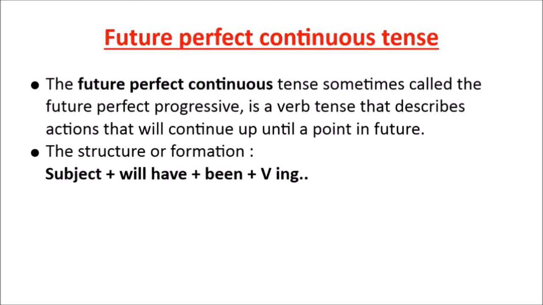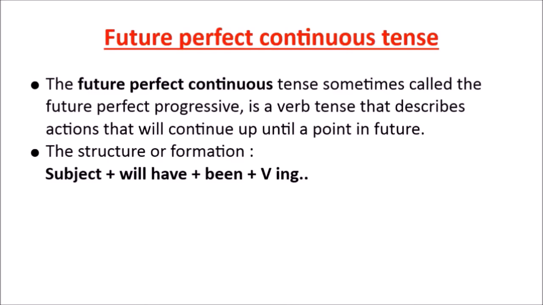Yes class, now this is the last type of tense, that is the 12th tense in English, the future perfect continuous tense. And the thing about this tense is we mostly won't use it often. Look at the definition given there. The future perfect continuous tense, sometimes called the future perfect progressive, is a verb tense that describes actions that will continue up until a point in the future. So, it is a continuous action in the future that will continue up to or until a point of time in the future.